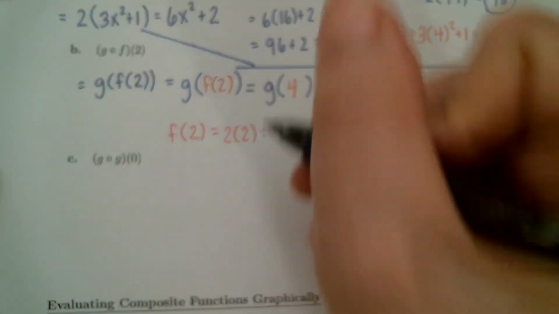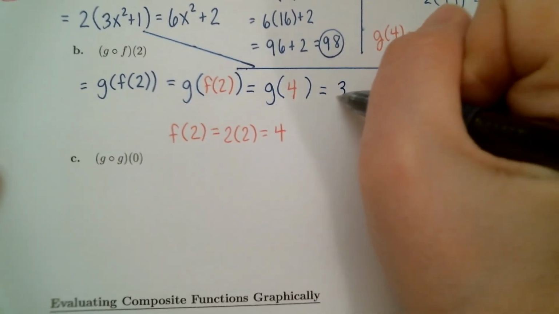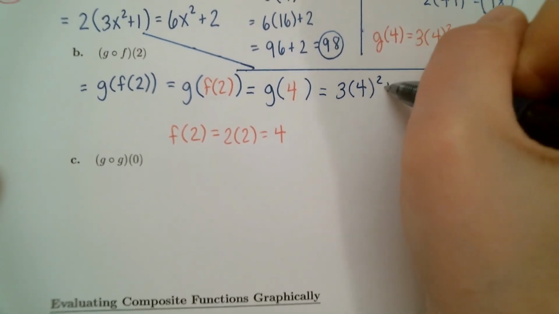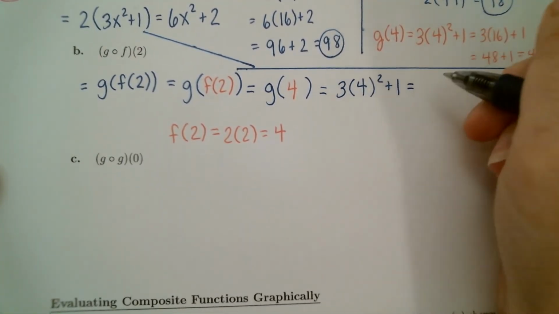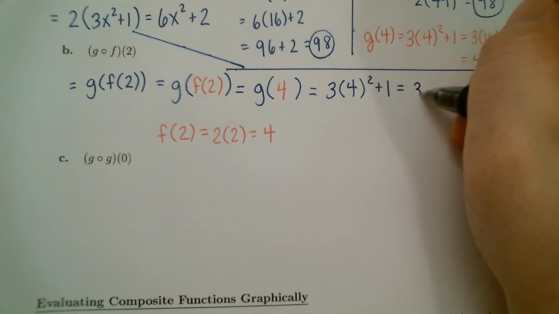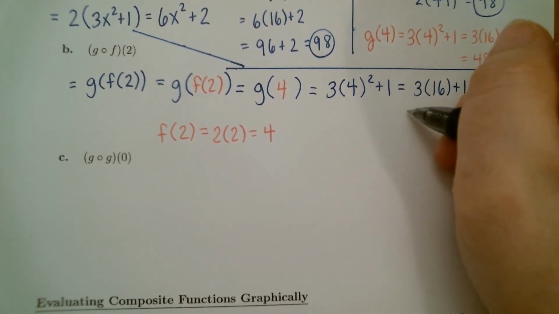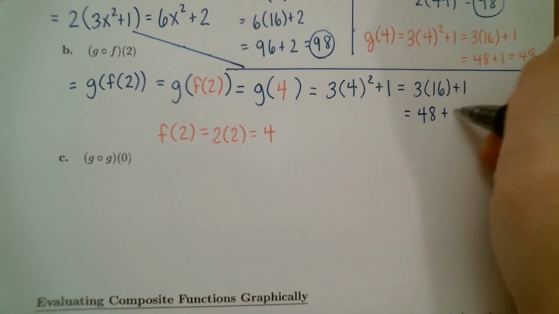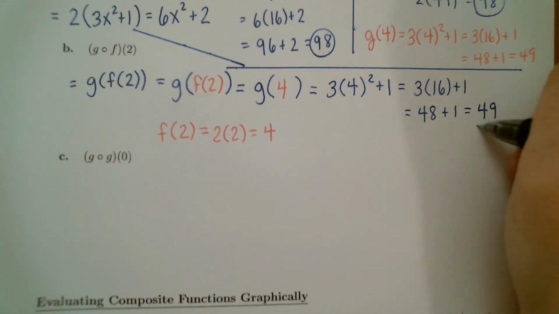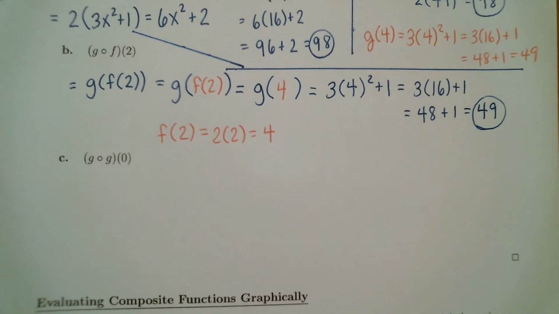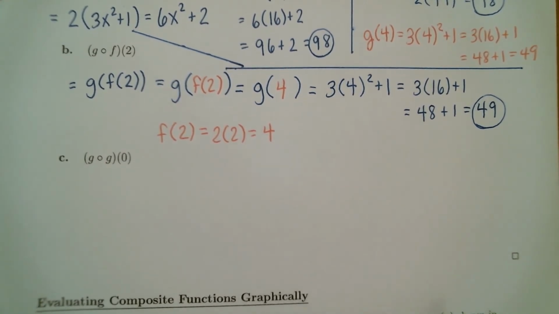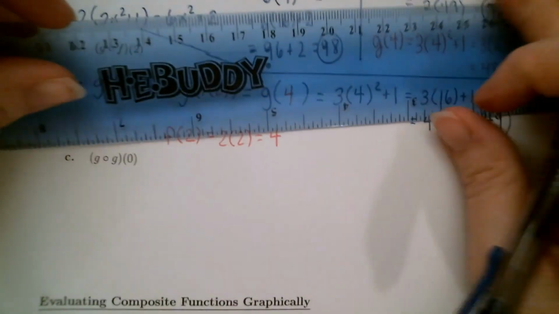So this is going to be 3 times 4 squared plus 1. That's going to give us 3 times, only the 4 squared, 3 times 16 plus 1. That's going to give us 48 plus 1. The answer here is 49. All right. Let's try part C.